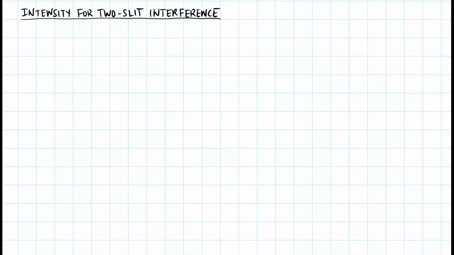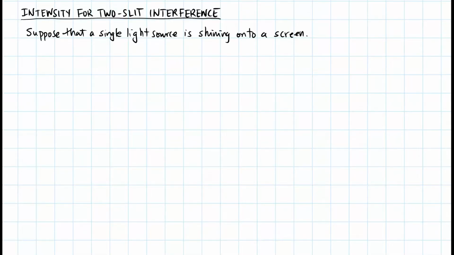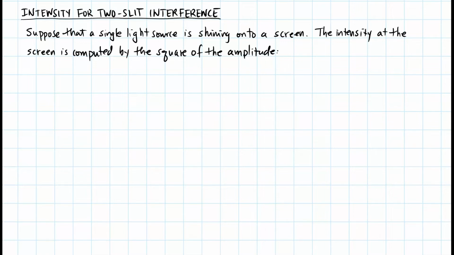The intensity for two-slit interference. Suppose that a single light source is shining onto a screen. The intensity at the screen is computed by the square of the amplitude.